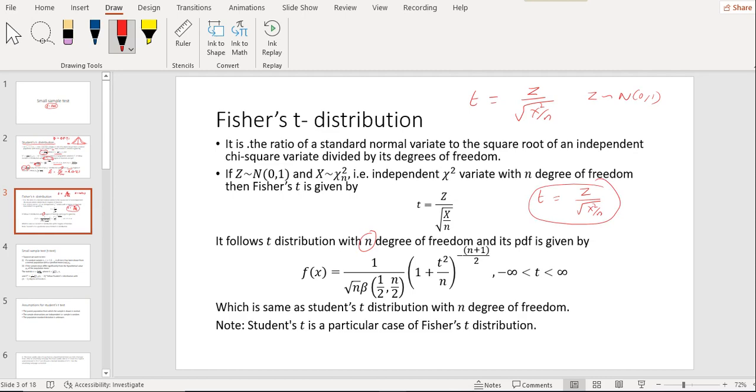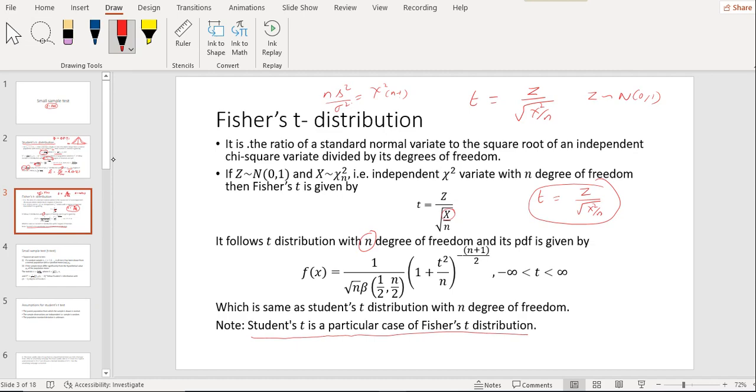And one important note is that Student's t is a particular case of Fisher's t distribution, because in this case we have directly considered a chi-square distribution, but in that case we will consider ns square upon sigma square, which is one of the estimates we use for hypothesis testing, and we find that it will follow a chi-square distribution with n minus 1 degrees of freedom. That's the reason it is a special case of Fisher's t distribution. Okay, this is basically the difference between the two types of t distribution: the Student t distribution and the Fisher t distribution.